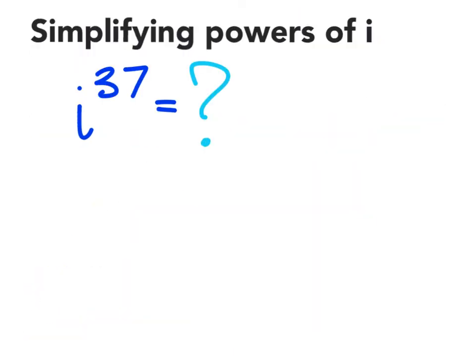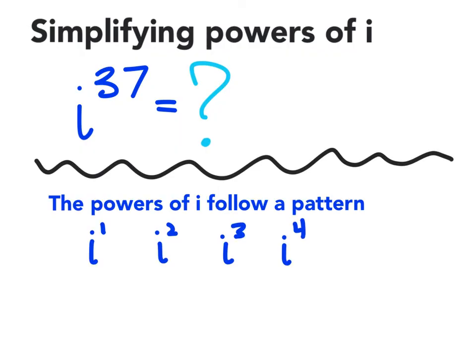Finally, let's talk about simplifying the powers of i. Like, what if I wanted to know, what is i to the 37th power equal to? The powers of i follow a pattern that repeats every 4 terms. i to the first is just i. i squared we saw was -1. i cubed is -i. And i to the 4th is +1.